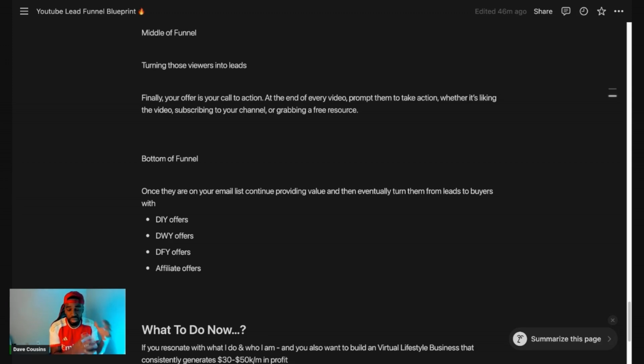Because you're continuing to provide value, and they're probably going to want a solution of how to actually do this, or they want to buy something, or sign up for your services, or sign up for your coaching or group, whatever you have that is available. You're going to offer that at the bottom of the funnel. So once they're at the top of the funnel, you find the questions that they're asking, you solve it, you get them to join your email list, and then the bottom of the funnel, of course, is you turning that lead into a buyer.